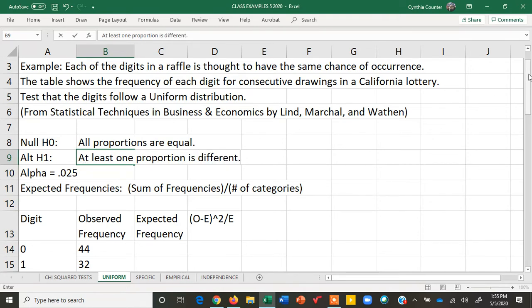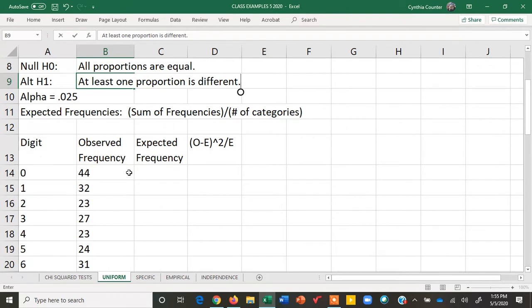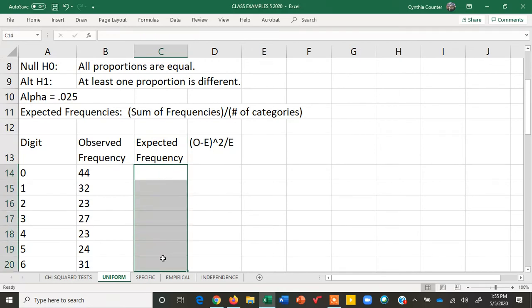When we do a chi-squared test, what we are comparing is our observed frequencies, and that's the data that was collected, with expected frequencies, what you would expect to collect, or how the frequencies would be distributed under your assumption in the null hypothesis. So if I'm assuming that these are uniformly distributed, I would expect each of the categories to have the same frequency.